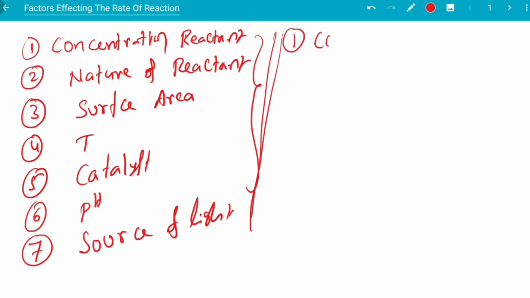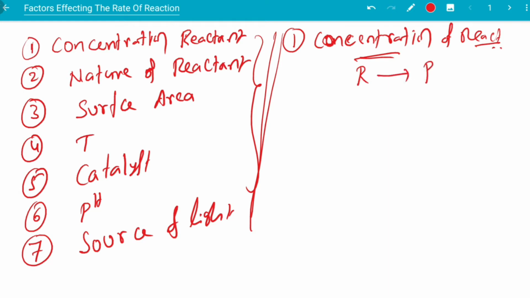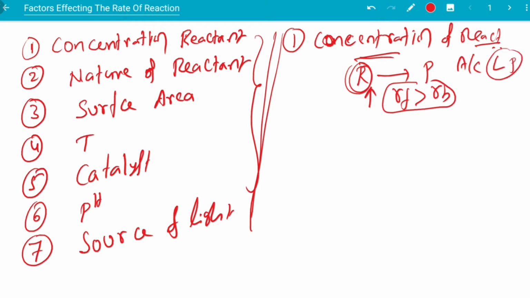First factor is concentration of reactant. In any chemical reaction, reactants are converted into products. When the concentration of reactants is increased, the rate of the forward reaction is higher than the rate of the backward reaction, according to Le Chatelier's principle. So if the concentration of reactants is increased, the rate of reaction will be increased.